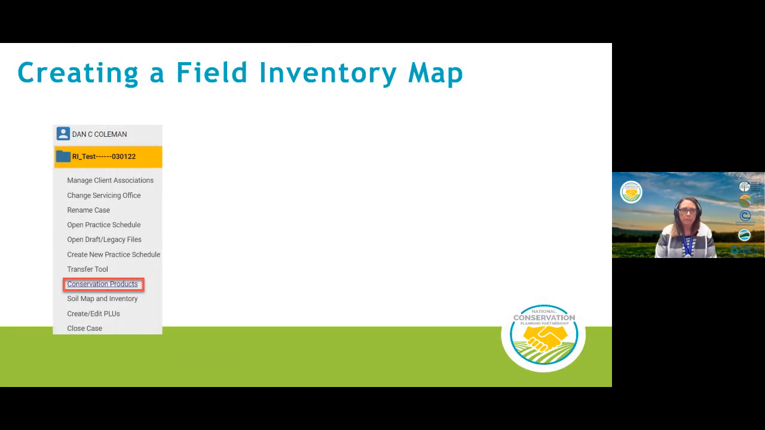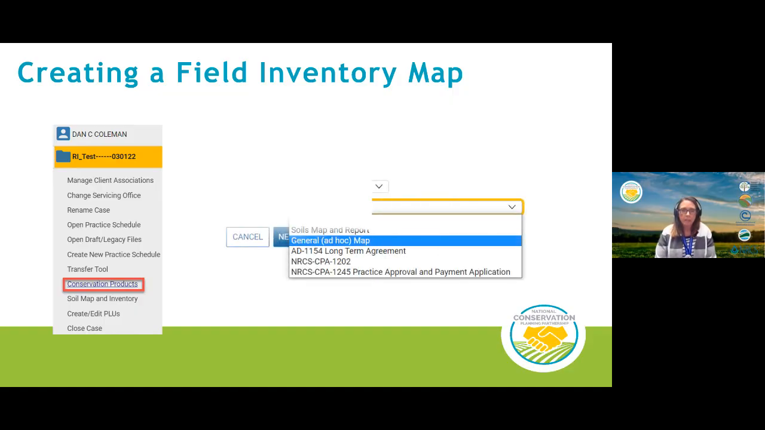So now you want to create a map of your field inventory layers. And again, the client does have to be loaded into the table of contents, whether it's a case file and a practice schedule. So you're going to want to go to Conservation Products, and you're always going to want to select that general ad hoc map to create that field inventory map. Next slide.